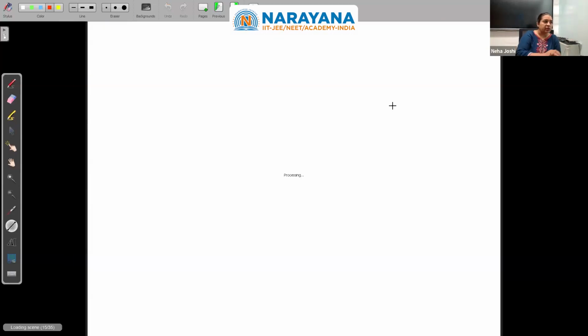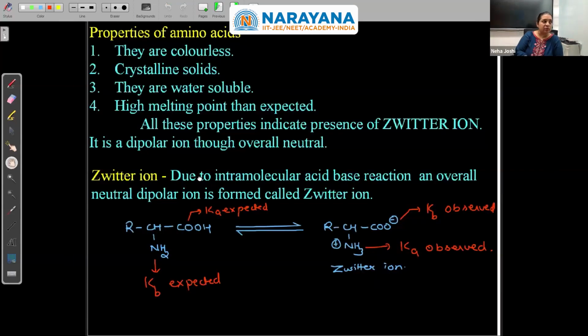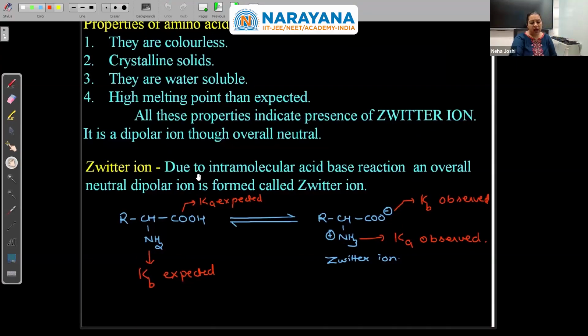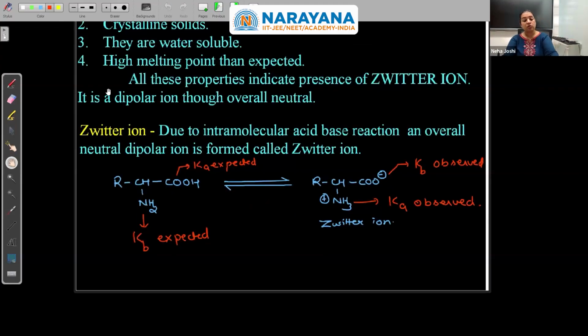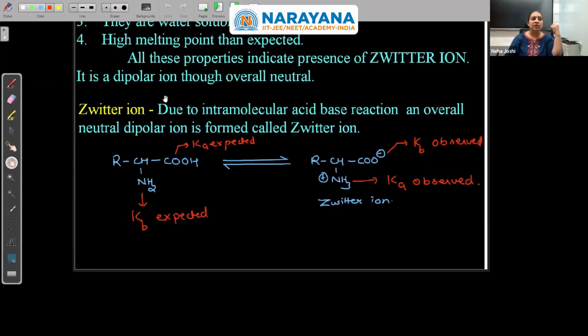So moving to the next point, what are the properties of amino acids? Of course they have a very strong hydrogen bonding setting. So they are crystalline solids at room temperature. They are colorless. They are water soluble because of polar ends in the molecule. And as they have those zwitter ions, they have a higher melting point than expected. All these properties indicate the presence of a zwitter ion. It is a dipolar ion, though overall it is neutral.